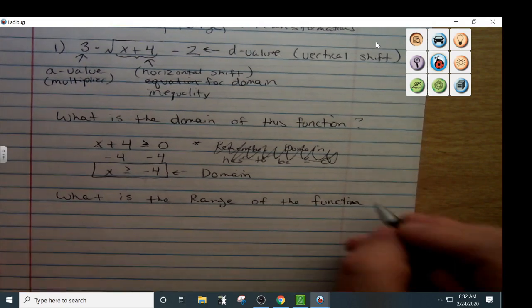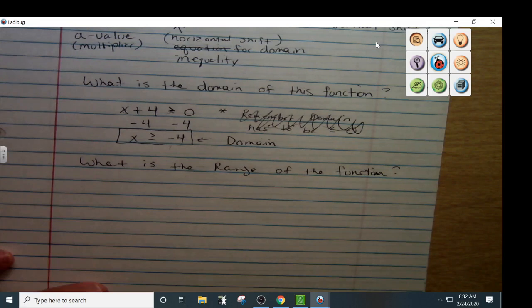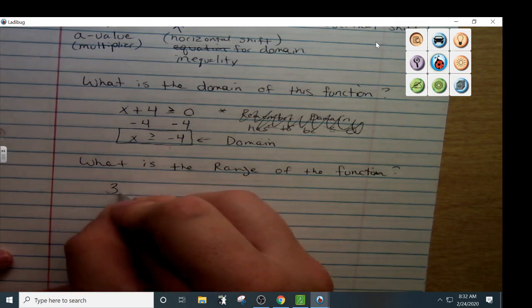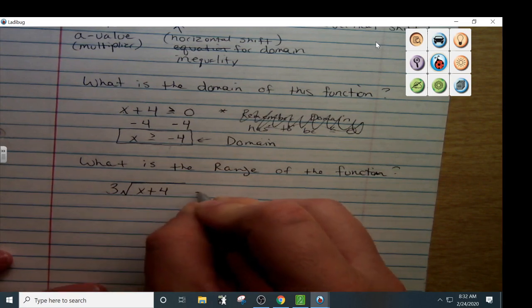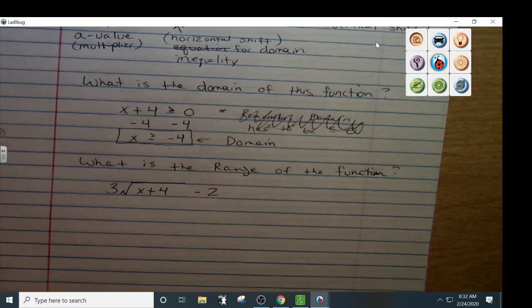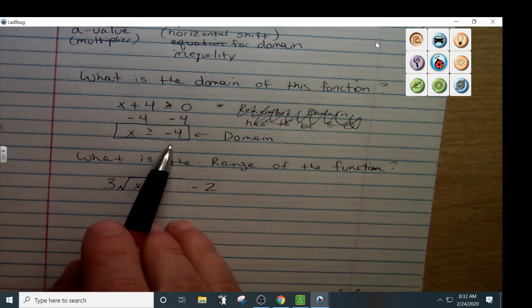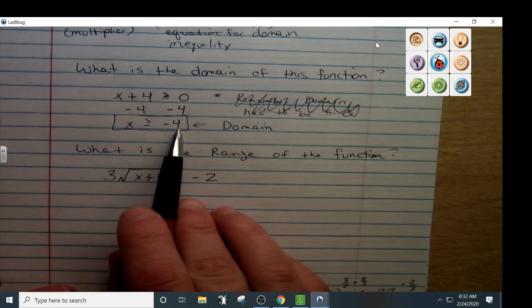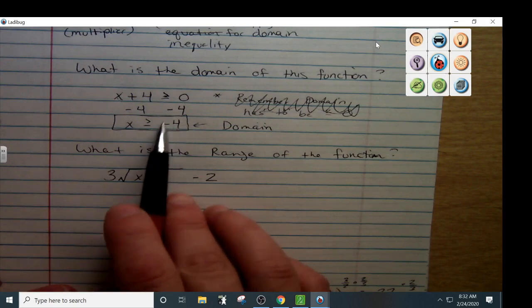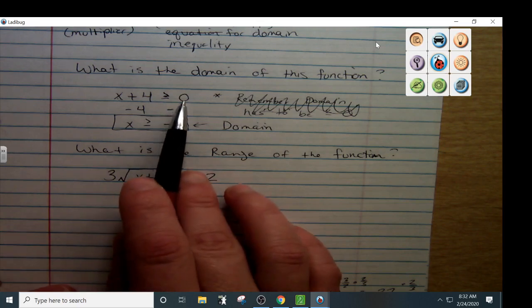All right, what is the range of this function? If it asks you that, algebraically, what you're going to do, I'm going to bring my original square root function down. Now, guys, to get the range, you're going to plug in the lower limit of your domain. Your lower limit is this guy right here. That's the smallest that number can be.